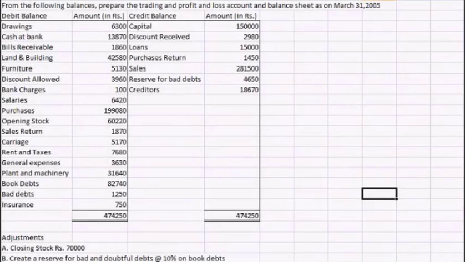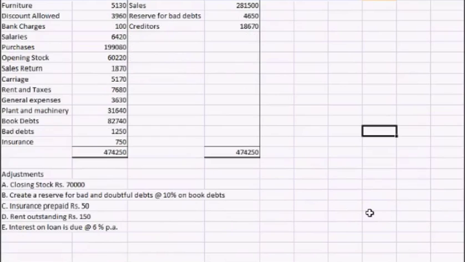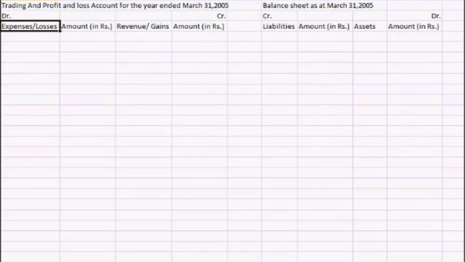In this session, we'll discuss how to prepare the trading and profit and loss account and balance sheet when we are provided with a trial balance and adjustments. First of all, I have prepared the format of both the profit and loss account and the balance sheet.